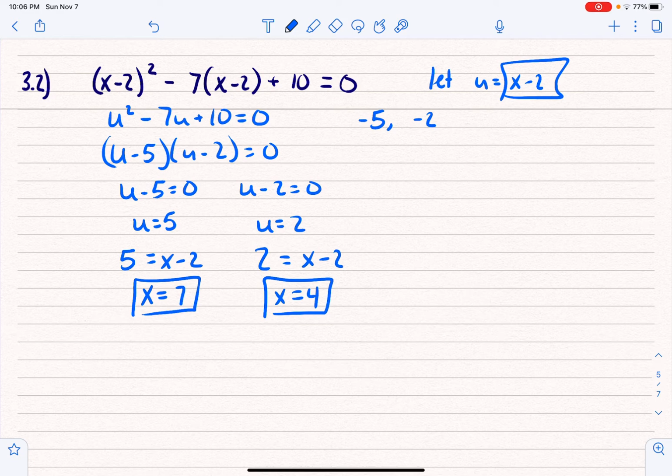Okay? We did a little bit of u substitution to make this a much easier looking quadratic that we could then factor. Once we get solutions for our new substitute variable, we plug in what we set the variable equal to, and then we solve. Pretty easy. So now there's one for you to try.